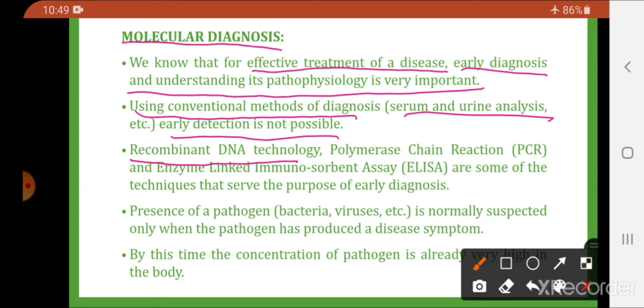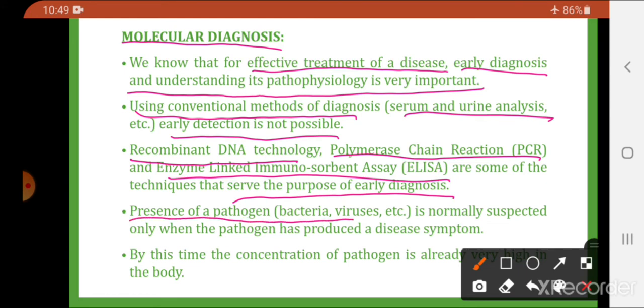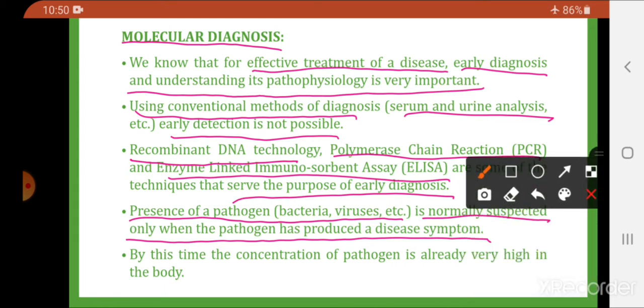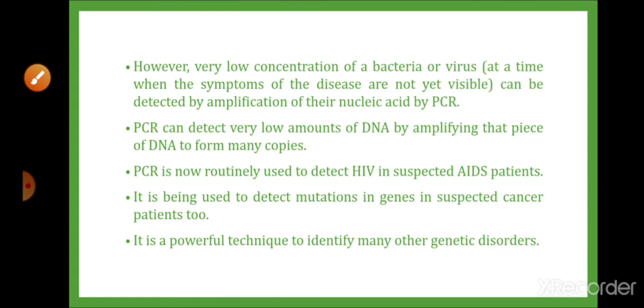Recombinant DNA technology, polymerase chain reaction and enzyme linked immunosorbent assay, that is ELISA, are some of the techniques that serve the purpose of early diagnosis. Presence of pathogen, that is bacteria, viruses, etc., is normally suspected only when pathogen have developed a disease symptom. Okay, conventional method से जो हम diagnosis करते हैं ये कब possible होगा, जब pathogen ने already कोई symptoms produce किए होंगे. By this time the concentration of pathogen is already very high in the body. Symptoms produce किए हैं, इसका मतलब क्या हुआ कि pathogen का concentration it is very high in the patient.